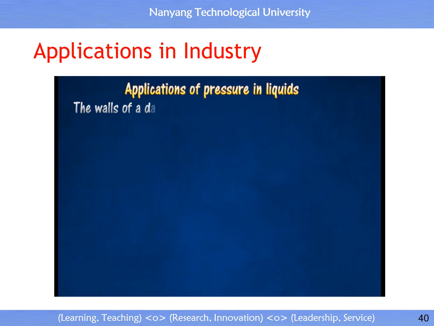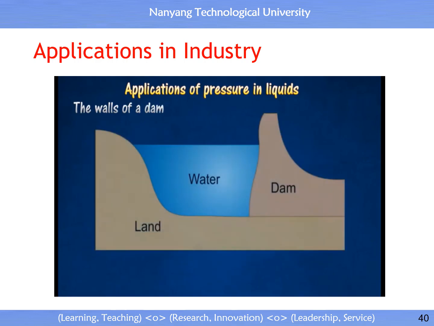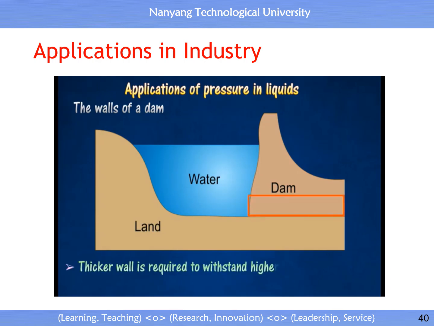A dam is built across the river, to collect water for the purposes of water supply, irrigation and generation of hydroelectric power. A thicker wall is required to withstand greater pressure, since water pressure increases with depth.